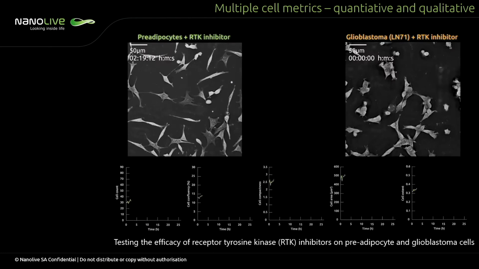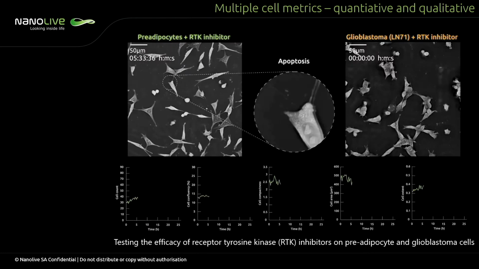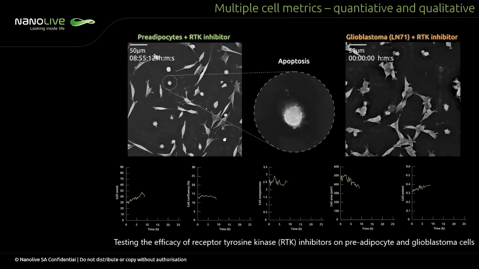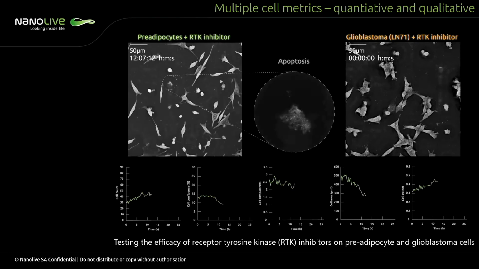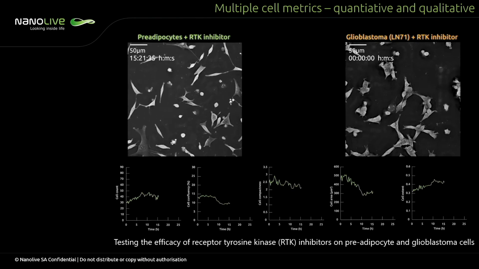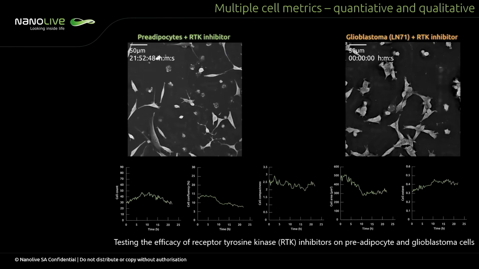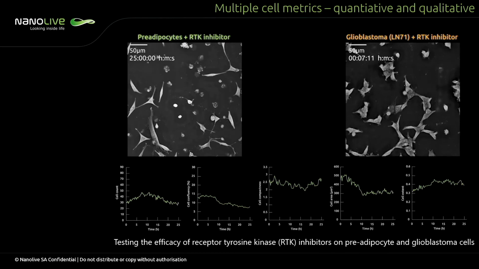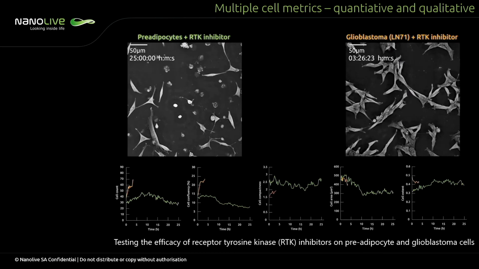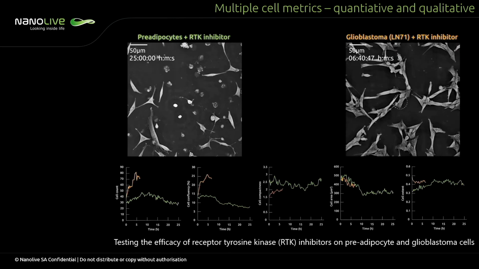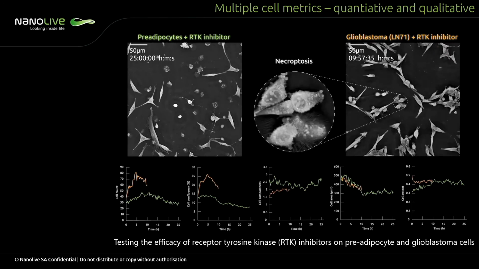This can also work with multiple cells. Here we have a more complex population. We have in green pre-adipocytes with a certain inhibitor, and we have in orange glioblastoma cells with that same inhibitor. And the idea is to see how the effect is different. You see on one hand that the cell death itself is different, as in green it was more apoptosis. However, in orange, we are seeing events of necroptosis.